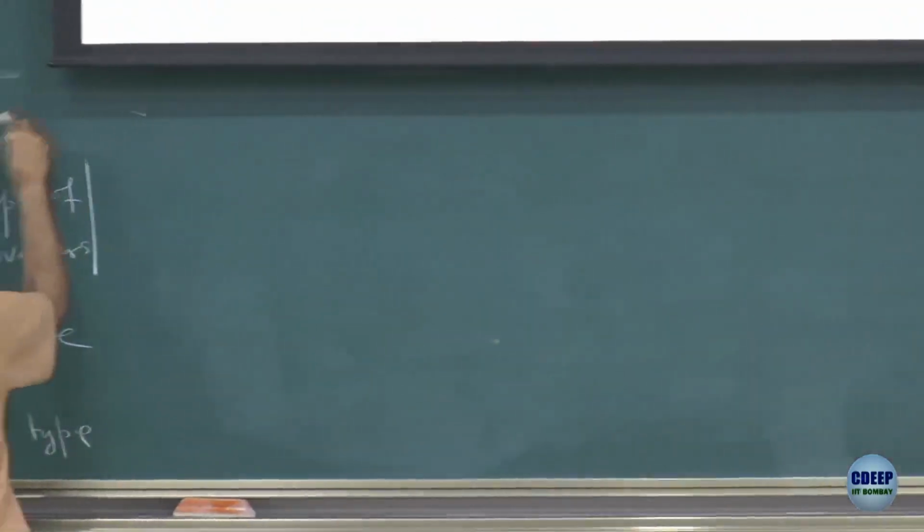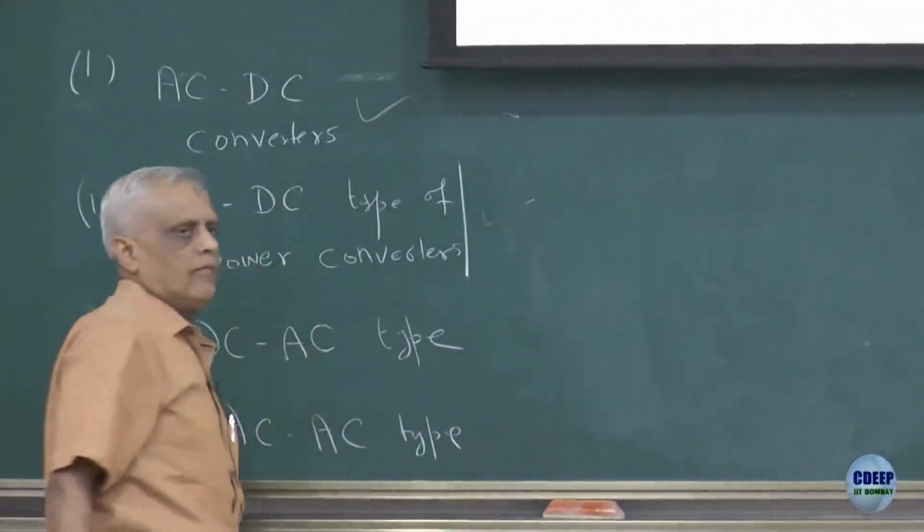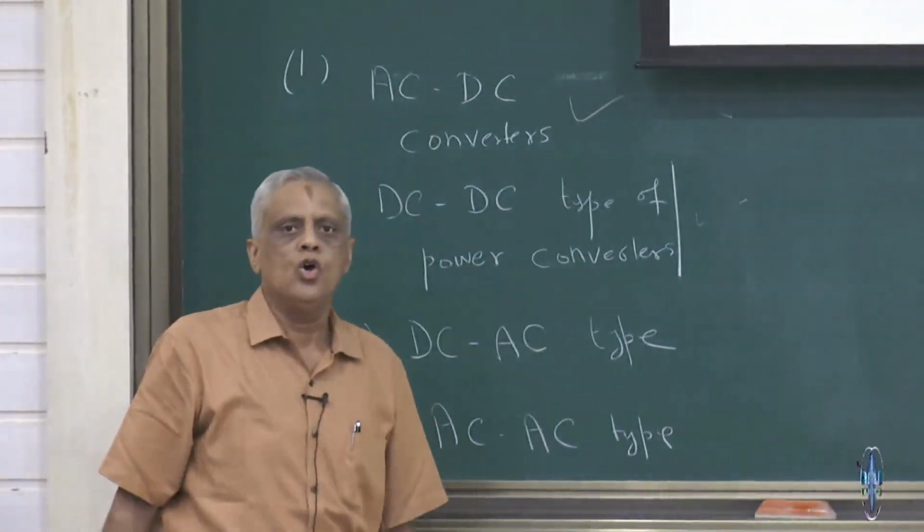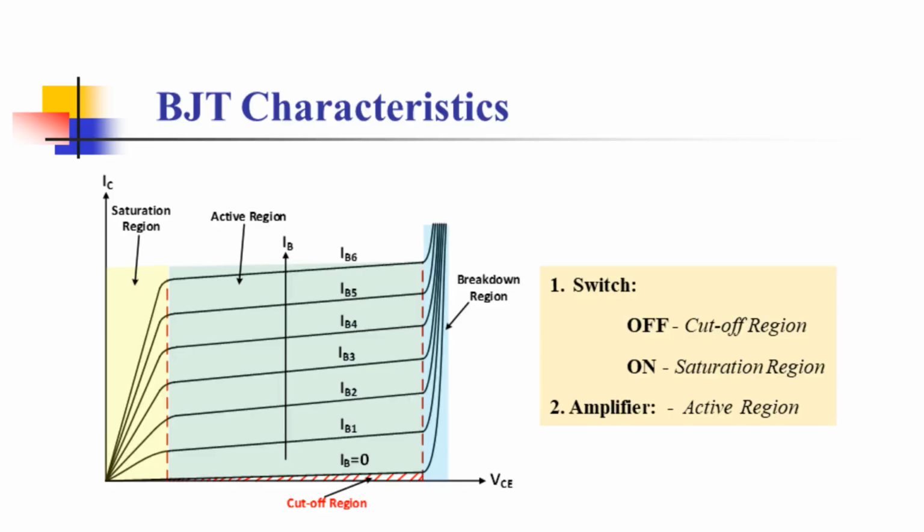Okay, so we have seen the linear versus switched mode operation. Switched mode, I think you can understand, because we are using the switching device as a switch, not as an amplifier. We are using the BJT, as I showed you, as a switch and not as an amplifier.